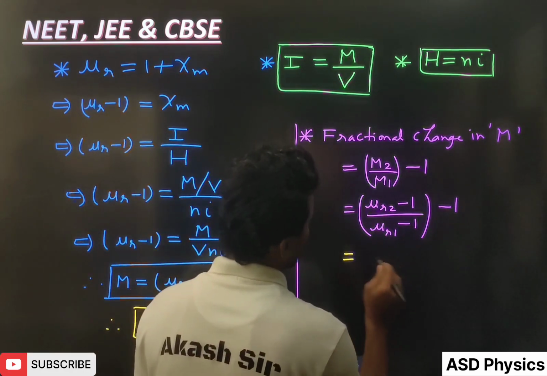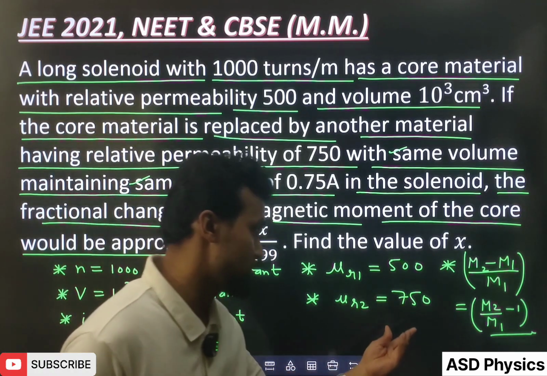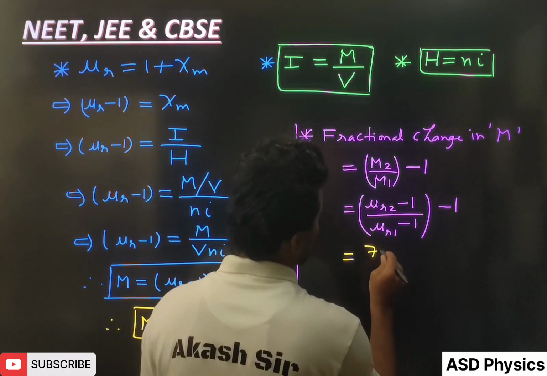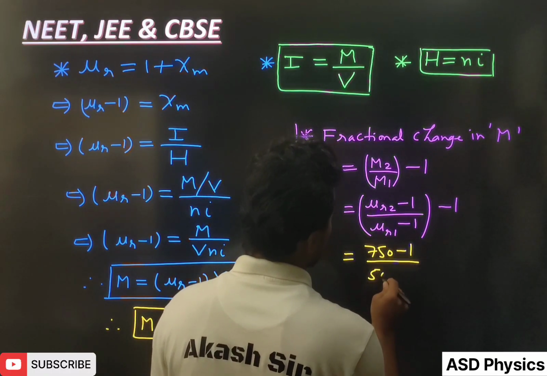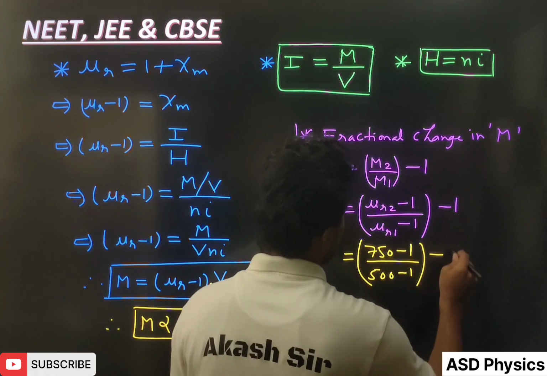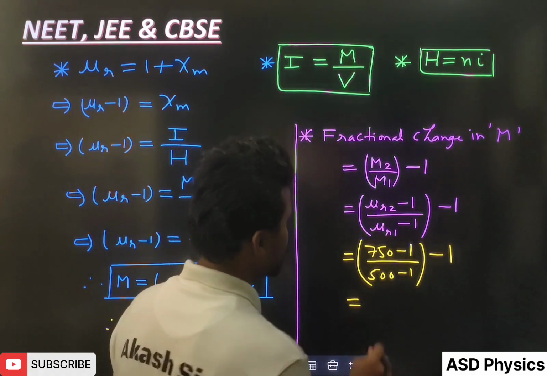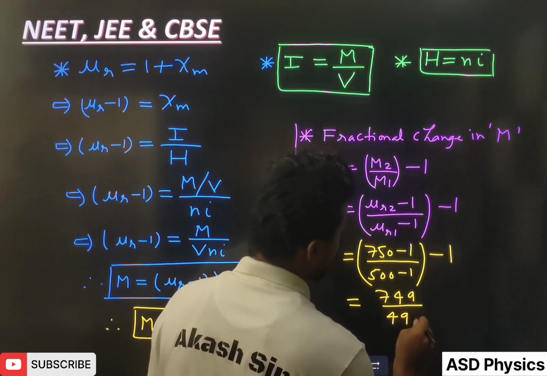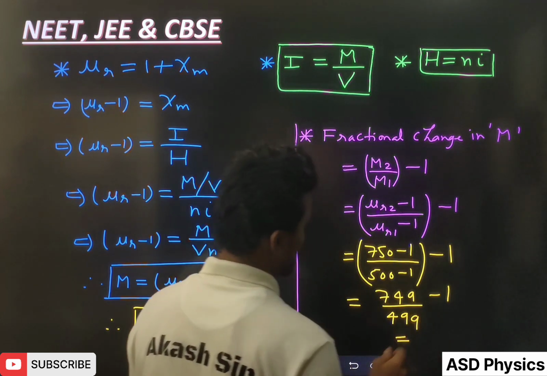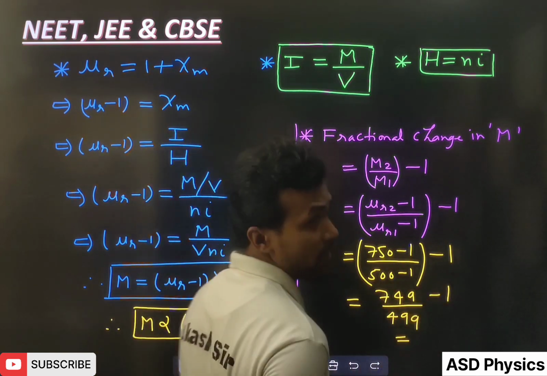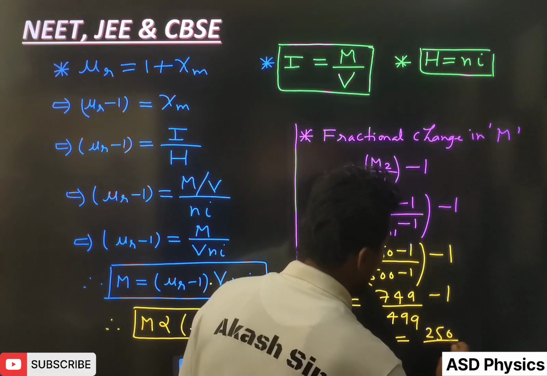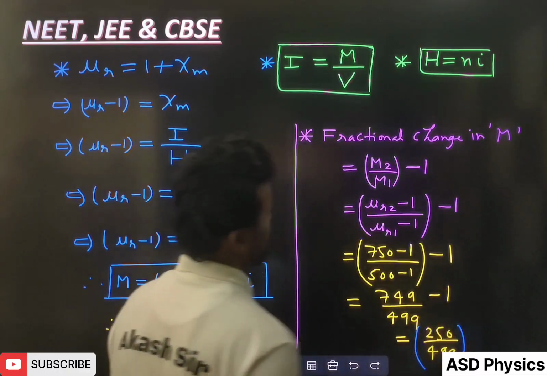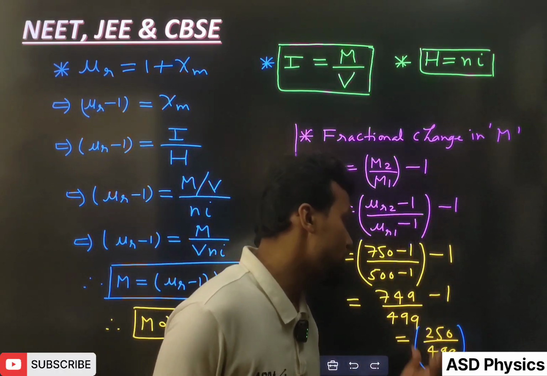Now, what is the mu r2 value given here? 750. And the mu r1 value? 500. So we write 750 minus 1 by 500 minus 1, and here also minus 1. This becomes 749 by 499 minus 1. When you take the LCM, 749 minus 499, it comes to 250 by 499. So the fractional change in magnetic moment is 250 by 499.